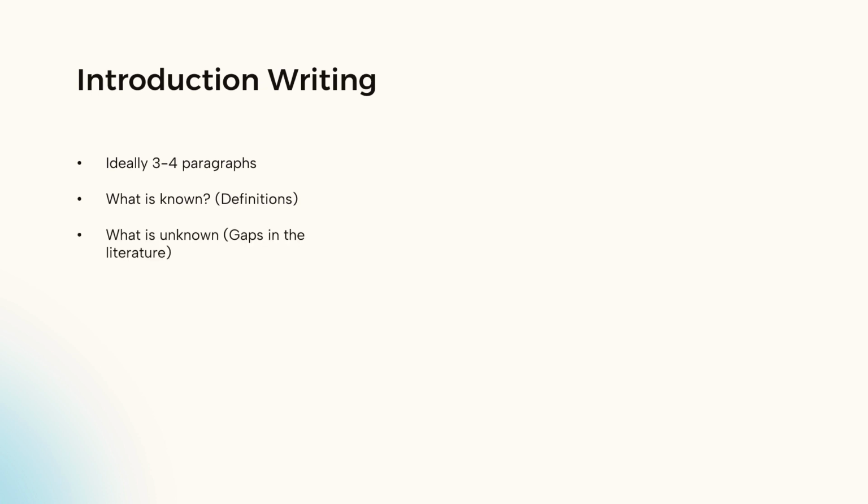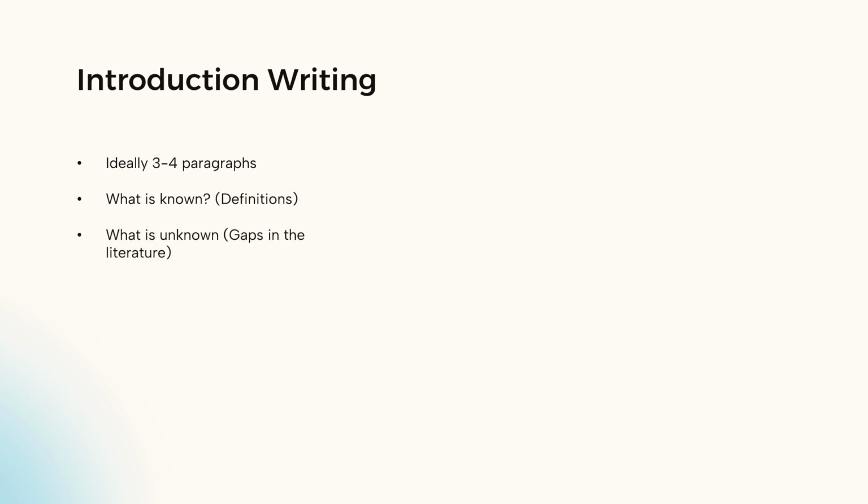So for writing the introduction section, ideally you want to write 3 to 4 paragraphs. Do not write more than that or less in order to make it concise. You want to start the first paragraph with definitions. So you want to talk about the main concept that you're talking about in your project. If you're talking about a condition or disorder or complication, you want to explain what that condition is and the risk factors, how common it is. It's like an overview of that condition, for example.